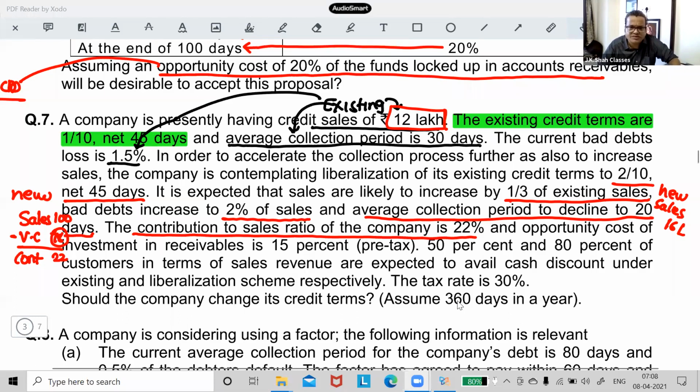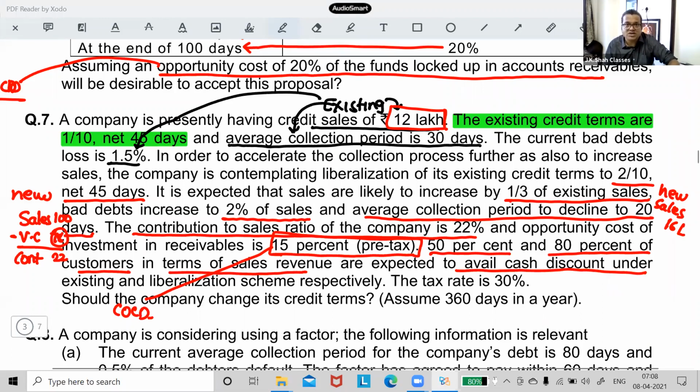Opportunity cost is 15% pre-tax. Okay, this is normal, 15% pre-tax. We have encountered post-tax cost of capital before, right? Now it is 15% pre-tax, so solve it as usual. What is this now? 50% and 80% of the customers in terms of sales revenue are expected to avail cash discount. So in the existing plan, 50% are going for cash discount, and in the new plan, 80% are going for cash discount.